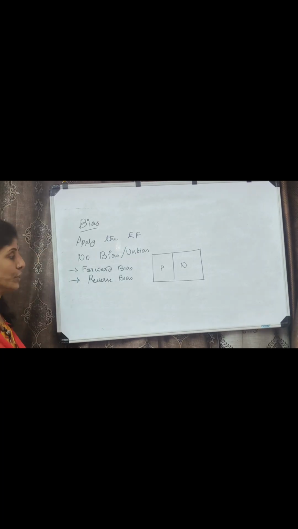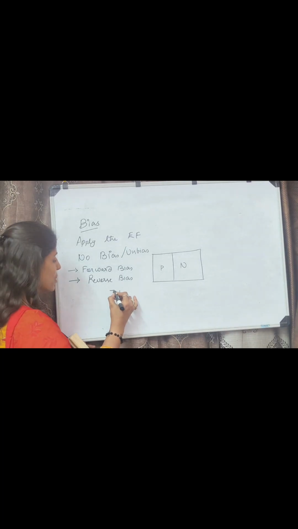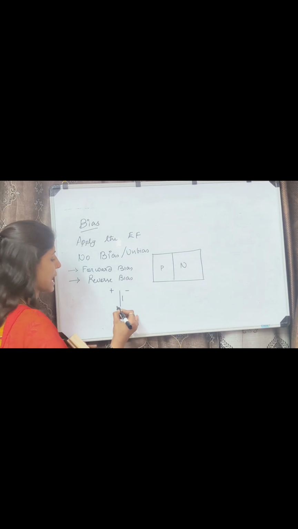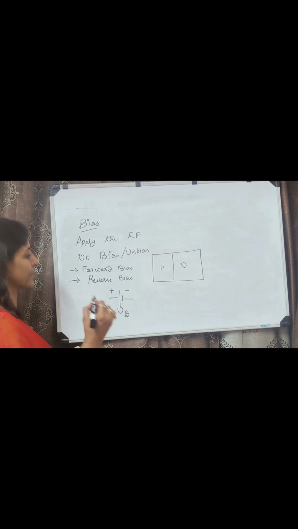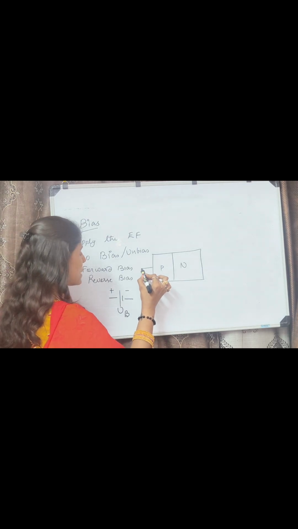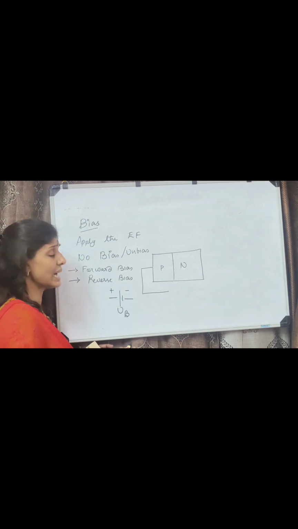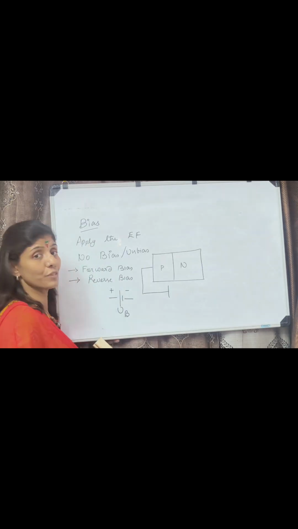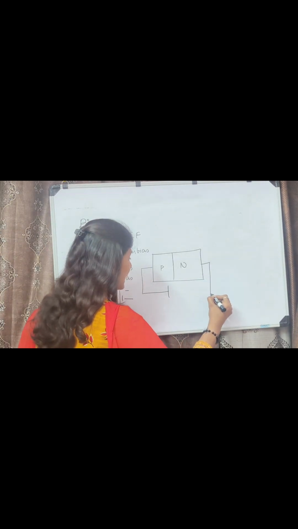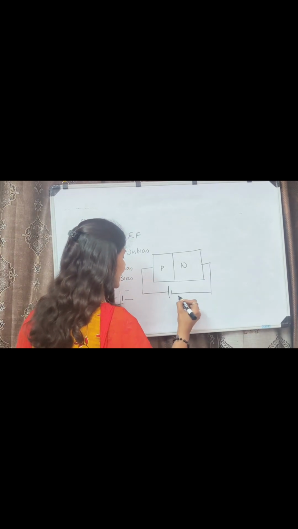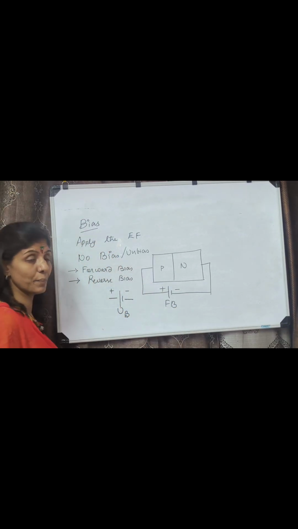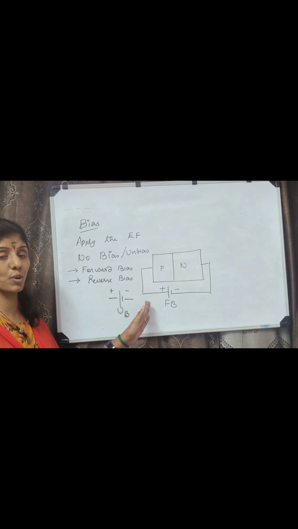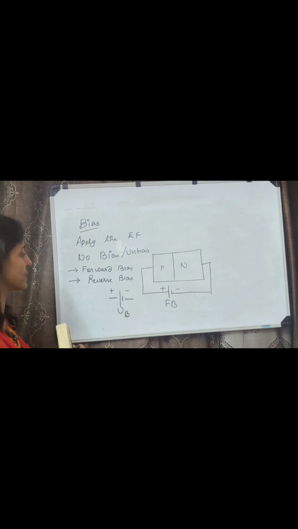Already you know, a battery has a positive terminal and a negative terminal. Consider this a battery, which I am writing as BB. If the p-type semiconductor is connected with the positive terminal of the battery and the n-type semiconductor is connected with the negative terminal of the battery, we call it forward bias. That is the forward bias.